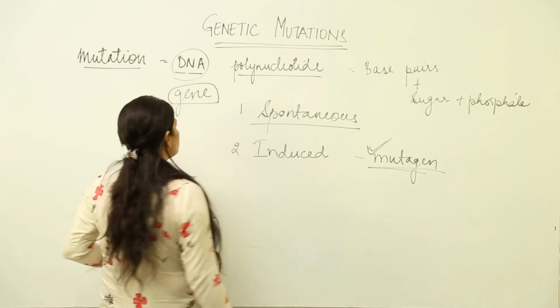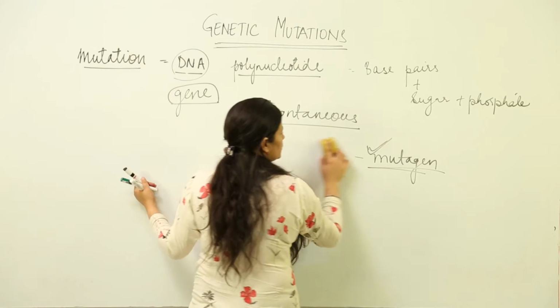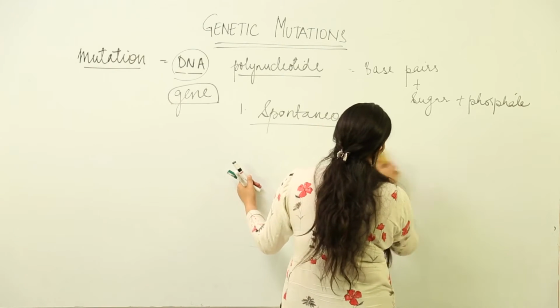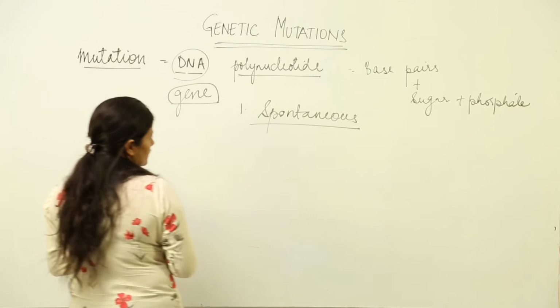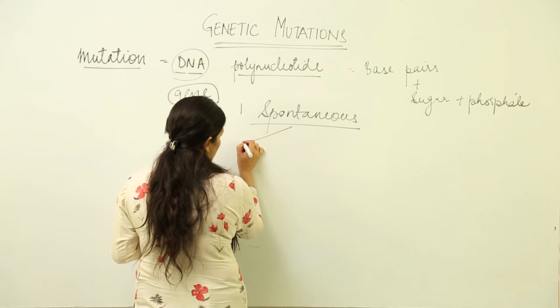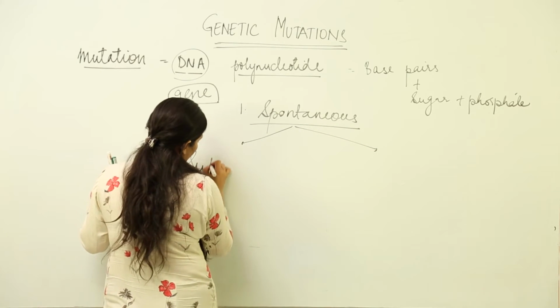Now, supposedly the spontaneous mutation is occurring. How do we study spontaneous mutation? What are the two different types of spontaneous mutation? The two different types of spontaneous mutation are substitution and frame shift.